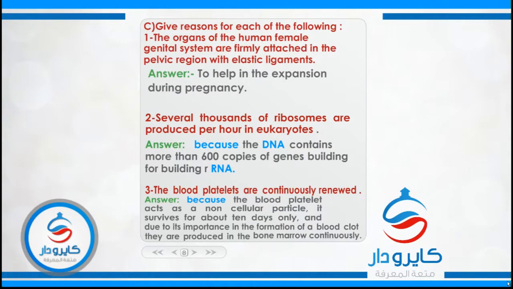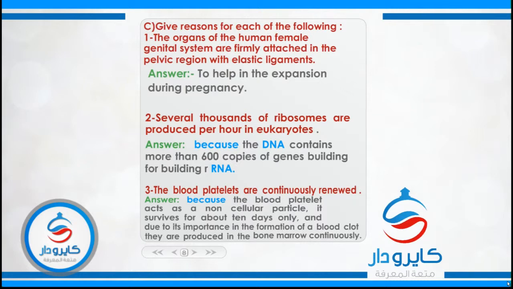Number 2, several thousands of ribosomes are produced in 1 hour in the case of eukaryotes. We understand that on the DNA there are 600 copies of genes that are responsible for the formation of rRNA. So the presence of a great number of copies of the genes that are responsible for the formation of rRNA will accelerate the formation of the ribosomes. So the ribosomes are produced in many thousands per hour.